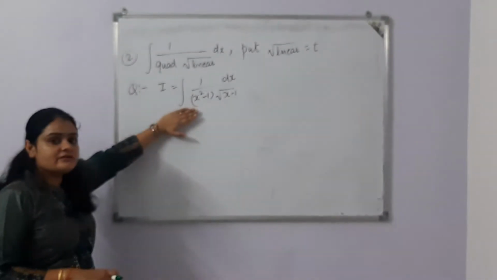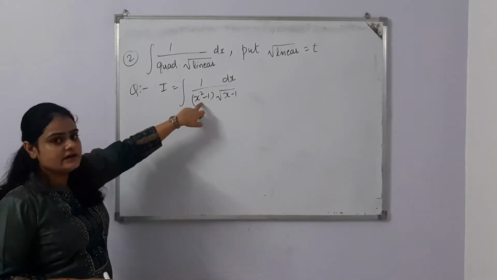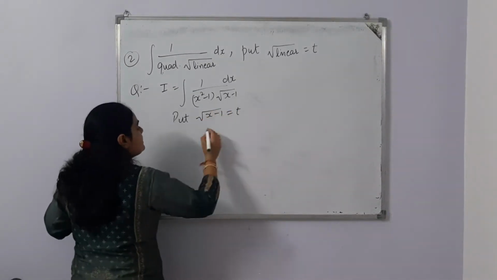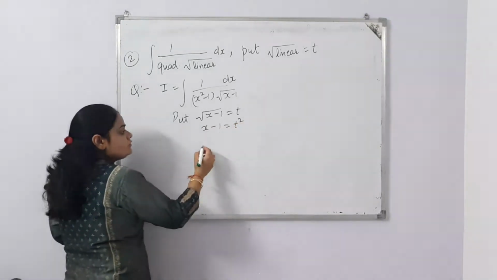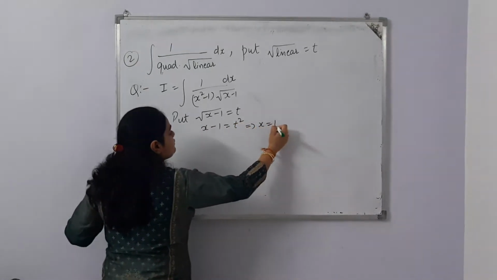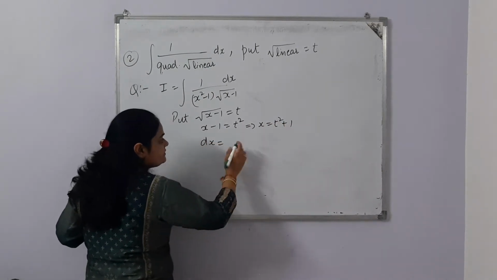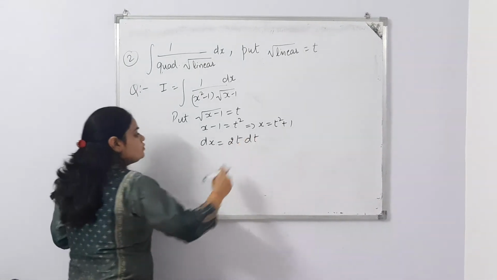Now we have a question with the same pattern. Here the constant is in the numerator, this is a quadratic function and this is a linear function. So we'll substitute under root x minus 1 is equal to t. After squaring, we get x minus 1 is equal to t square. That means x is equal to t square plus 1. After differentiation, we get dx is equal to 2t dt.